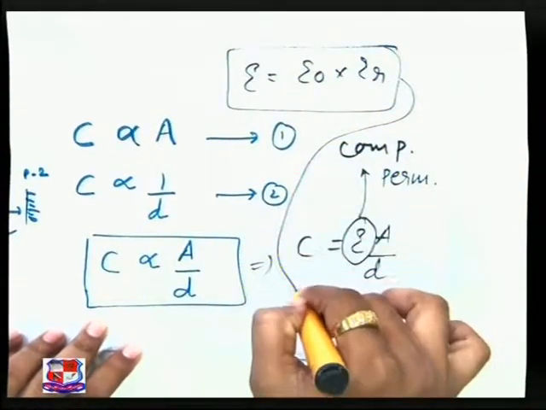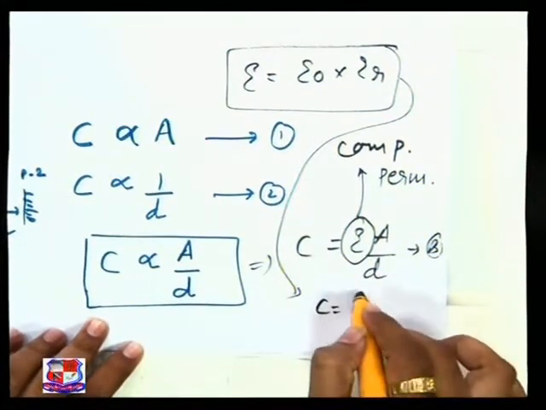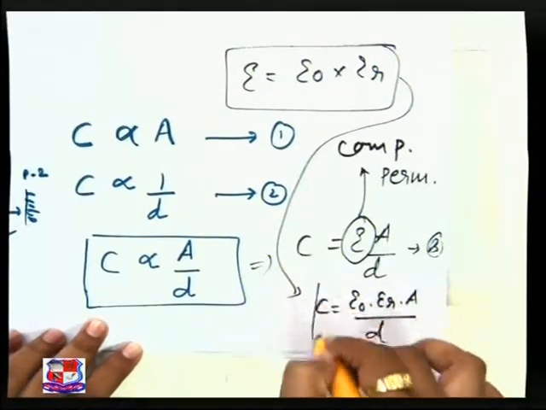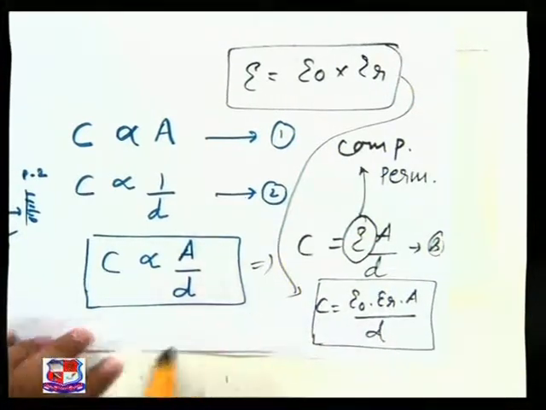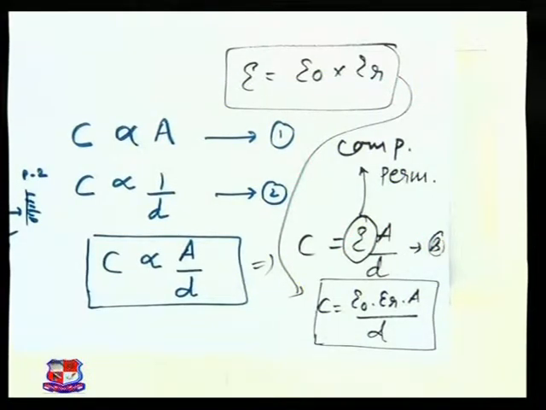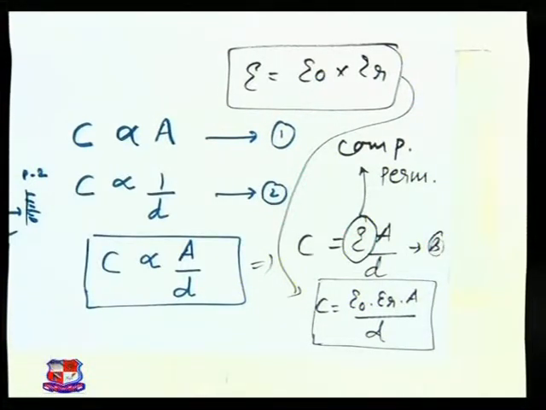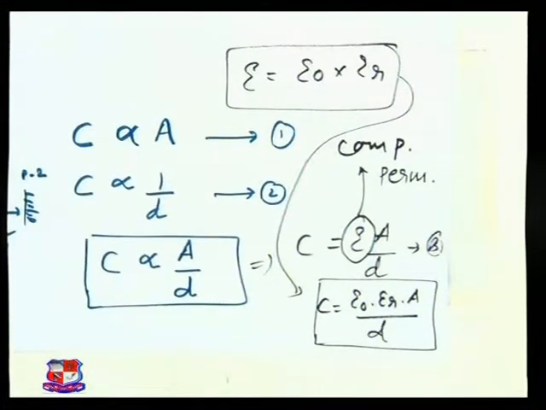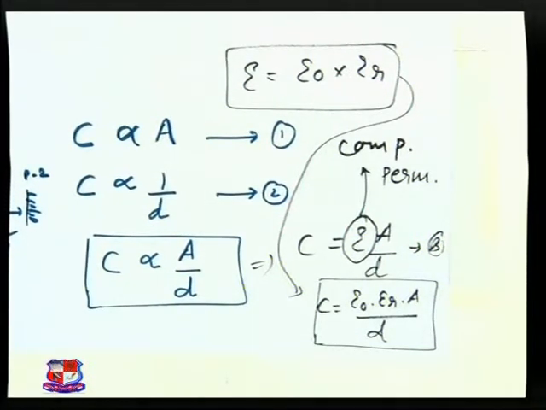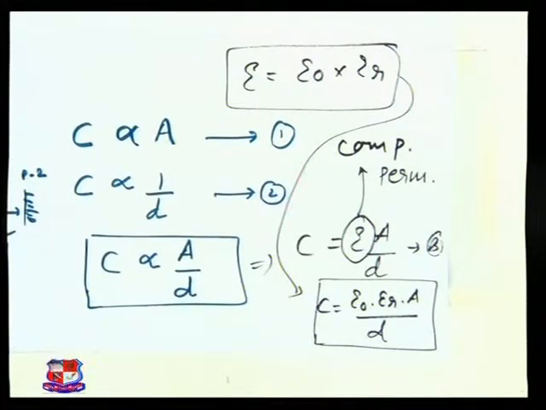Now substitute that value into the equation. We can see that C equals epsilon 0 epsilon r into A by D. So this is the final equation for capacitance C: epsilon 0 epsilon r into A by D, where A is the area of the two conducting plates, D is the distance, epsilon 0 is the free space permittivity, and epsilon r is the relative permittivity of the insulating material you compare with.